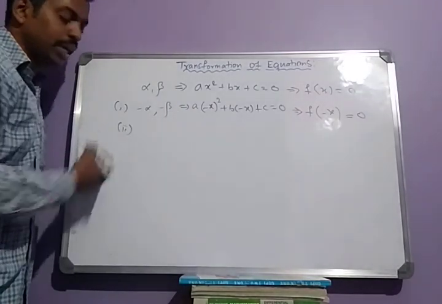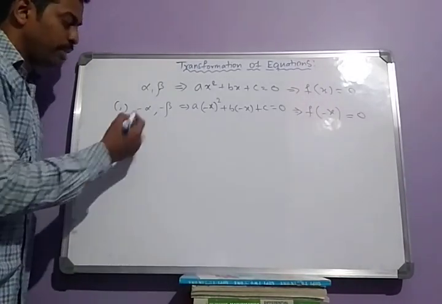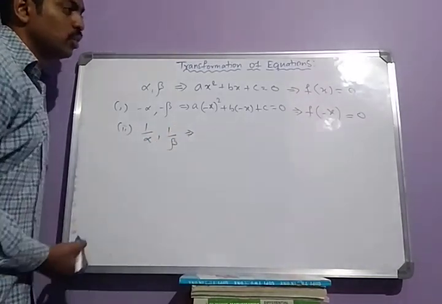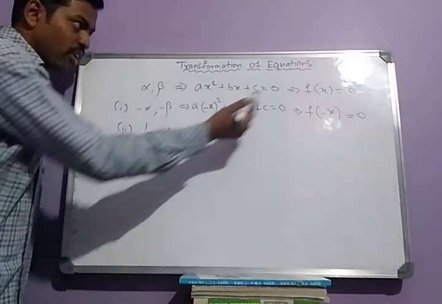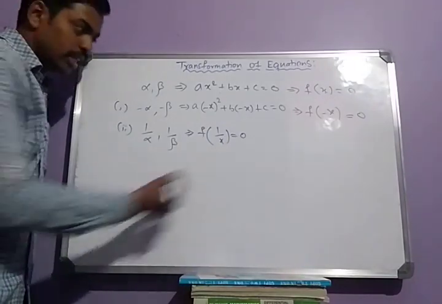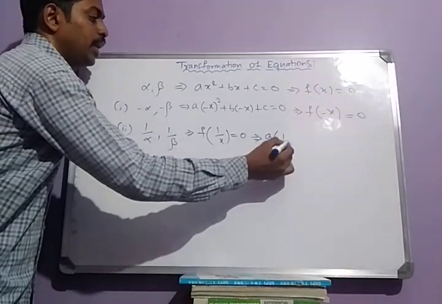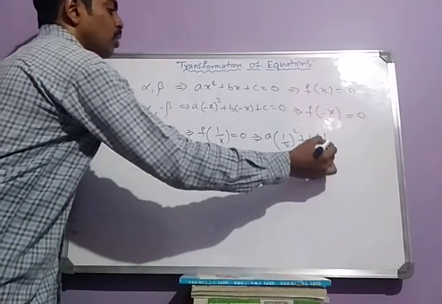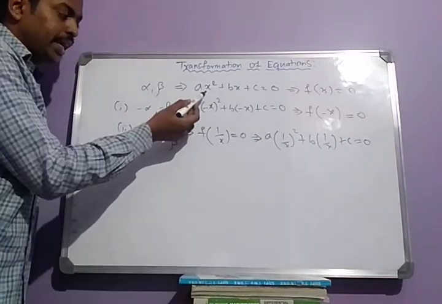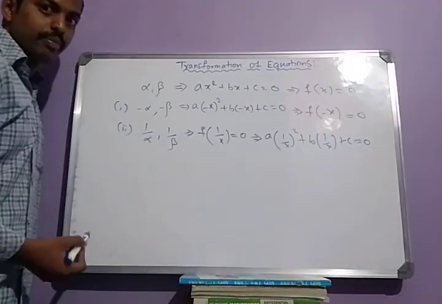The second possibility. If both the roots alpha and beta become the reciprocals, that means alpha becomes 1 by alpha and beta becomes 1 by beta, then what happens to this f of x? The f of x is equal to 0 will become f of 1 by x is equal to 0. So that means in place of x you are supposed to take 1 by x. A into 1 by x whole square plus b into 1 by x plus c equal to 0. See, the equation is changed from ax square plus bx plus c is equal to 0 to this form.